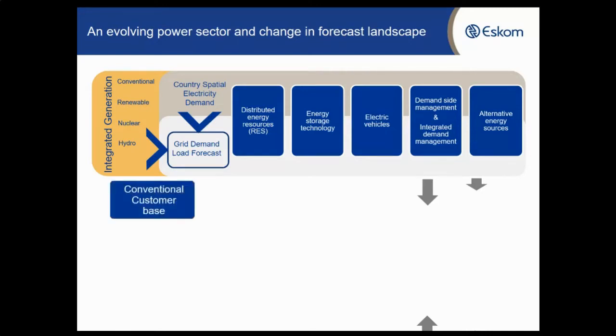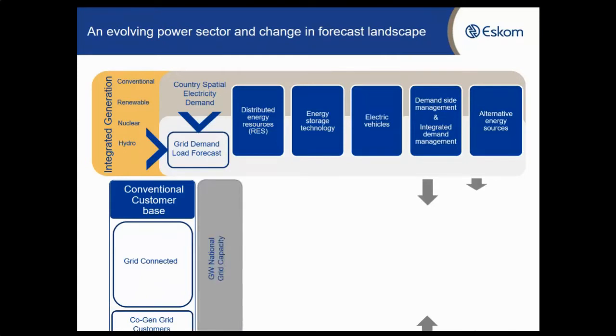What we've seen on our customer base side, if we look at our traditional conventional customer base, is that we mainly had grid connected customers and cogen grid connected customers. All of these customers have a national grid capacity that needs to be serviced, and they relate to an amount of sales that we needed and got from them.